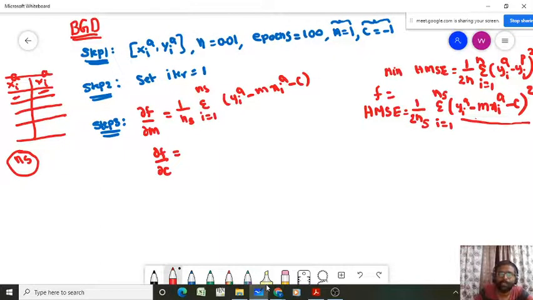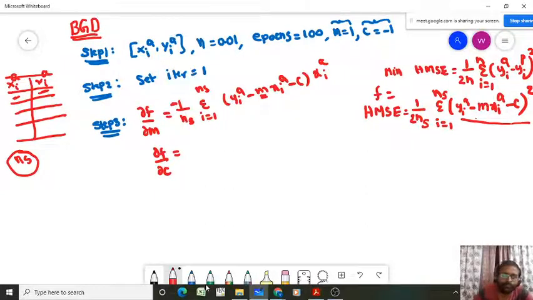And what else have I missed here? I am differentiating with respect to m, so I have to add minus x_i. I am adding x_i here and keeping the minus outside. Alright. So the only new thing coming here is 1 by ns into sigma i equal to 1 to ns, because we are feeding all the samples at a time.